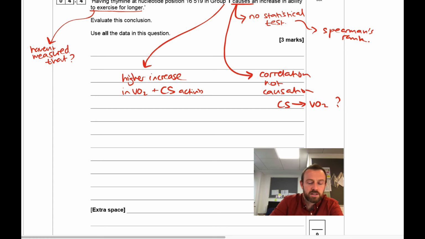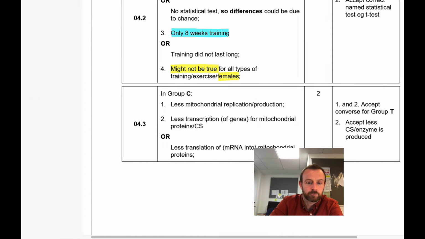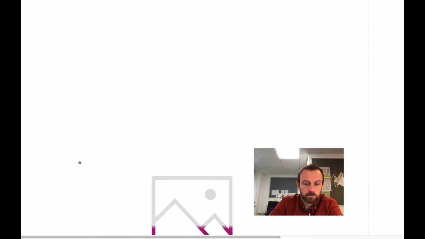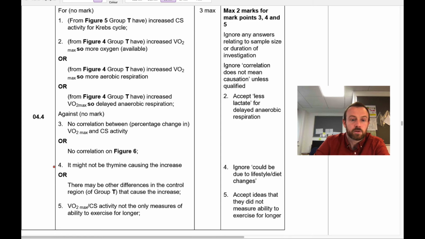Let's see the mark scheme. Got 4 things there, 3 points. Hopefully that's enough. Okay. So from figure 5, that's the first one. Group T have increased CS activity for the Krebs cycle, and actually you can get 2 marks from this.